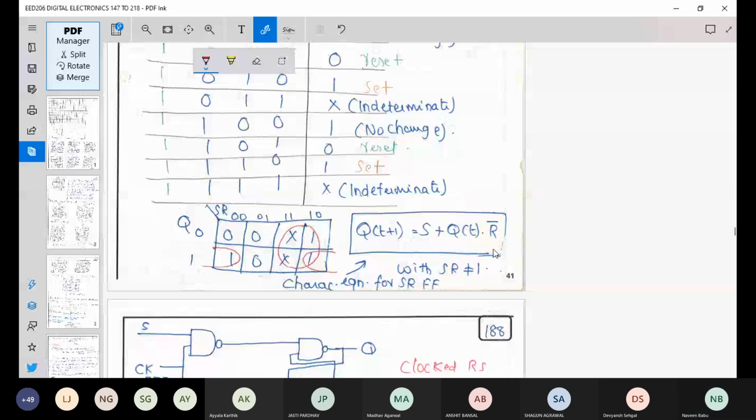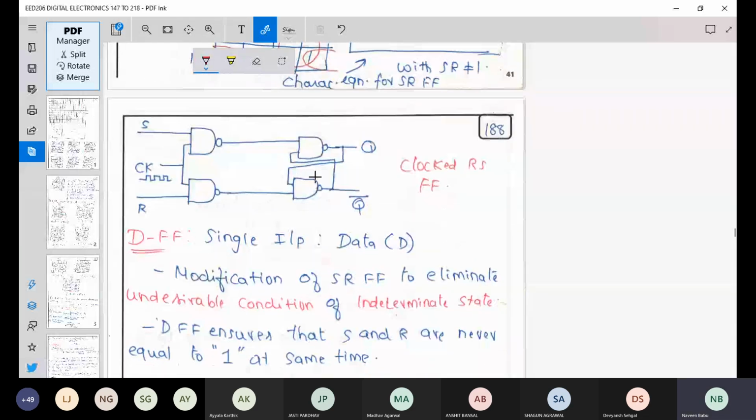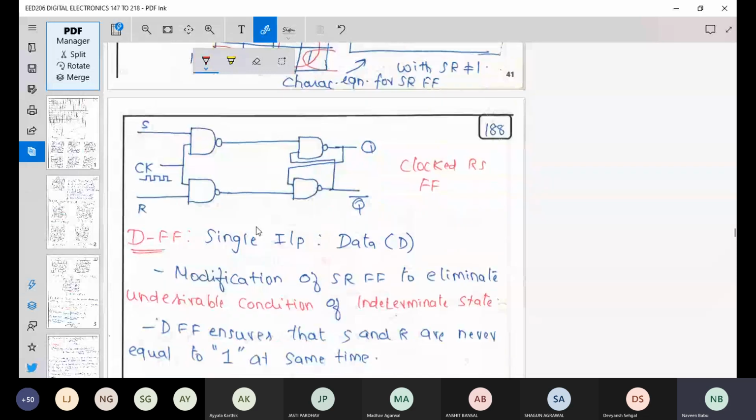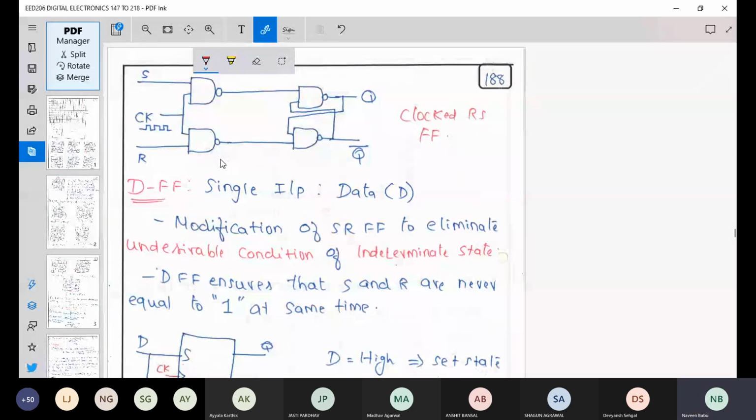And then from the clocked SR flip-flop, you can also implement the D flip-flop. What is the difference? You short this S and R, but you invert this R. So like this. This is what your D flip-flop is.